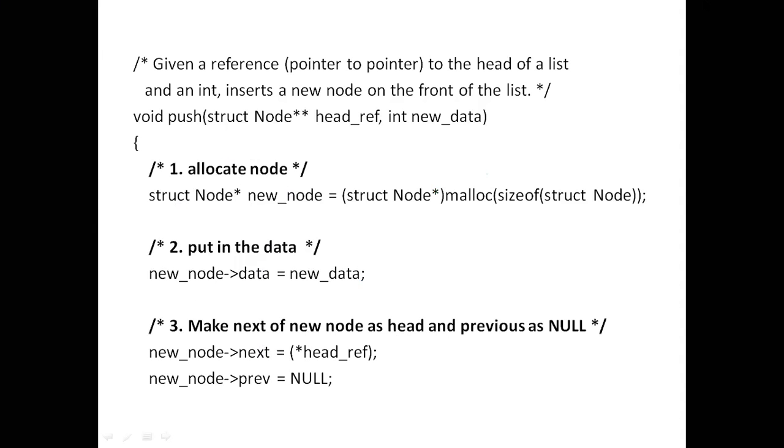So first I have to allocate the node, so I have to use my malloc function. The syntax of the malloc function, you know that. Struct node star is my structure variable, new node is my node. New node equal to, this is typecasting, struct node star, malloc of size of struct node. Next, put in the data: new node arrow data equal to new data. So what is my new data here? 5.